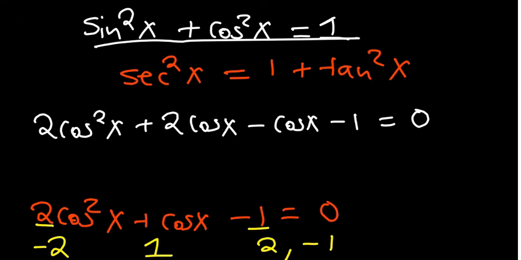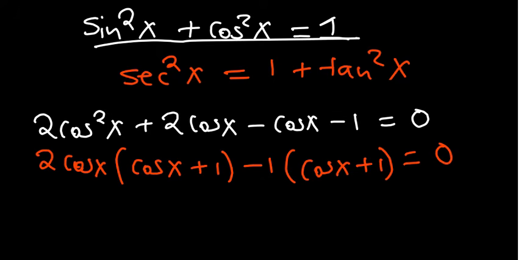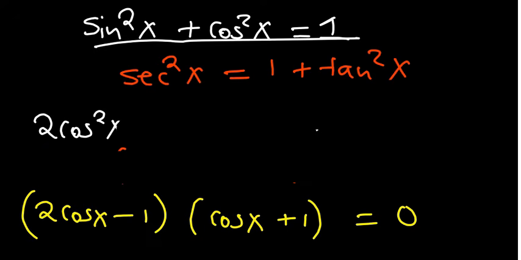For the factors, we have 2 cosine of x for the first part, and then you remain with cosine of x minus 1, and then for the second part, plus a 1. There you have a common factor of cosine of x plus 1 equal to 0. So what we have now is 2 cosine of x minus 1, and then cosine of x plus 1. These are the two equations that you can now use to simplify.